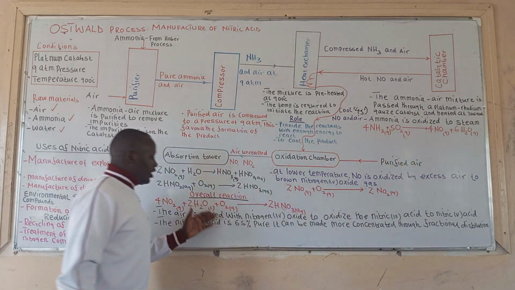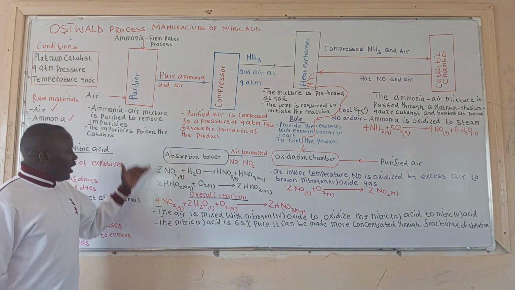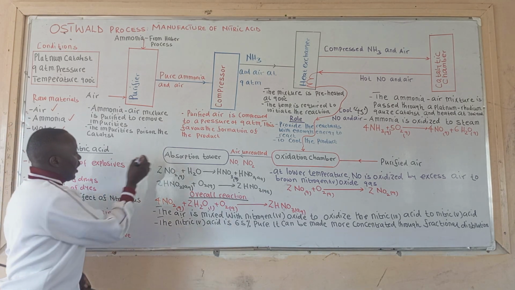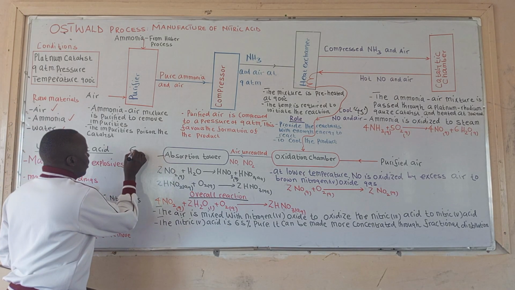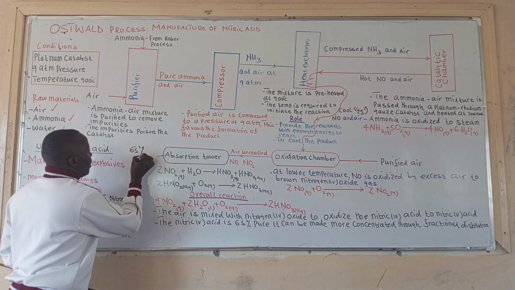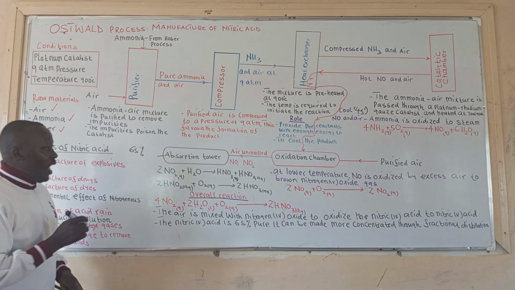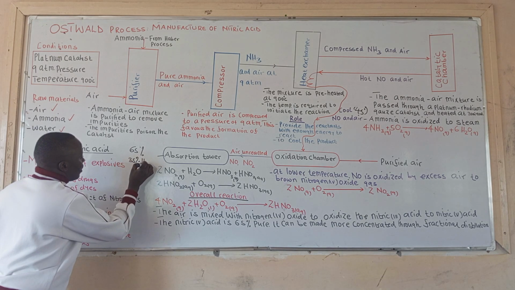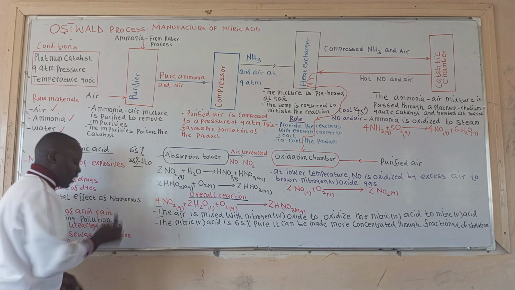The acid produced here in this case is 65% pure. So we can have here 65% pure, and then we have 35%, in this case the 35% of water.